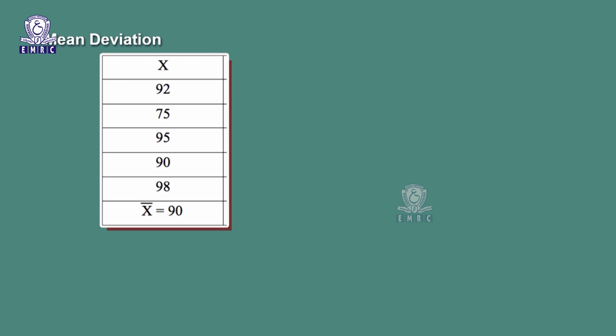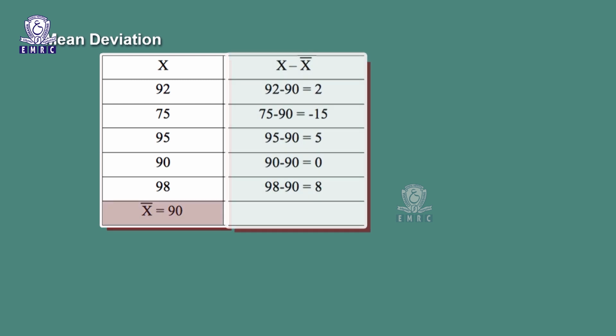The second step is to draw a table. In the first row, write all the scores 92, 75, 95, 90 and 98. In the second row, subtract these numbers from the mean, that is 92 minus 90, which comes to 2, 75 minus 90, which comes to minus 15, 95 minus 90, which is equal to 5, 90 minus 90, which is equal to 0, 98 minus 90, which is equal to 8. So, now we have made the subtractions and we have written the values.